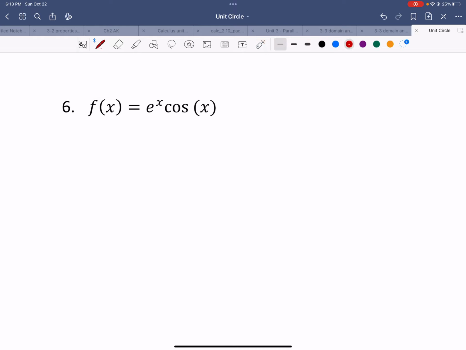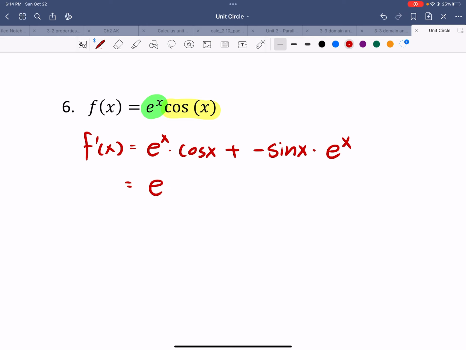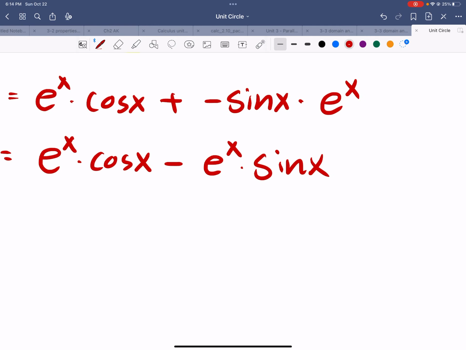Same thing. F prime of x. So we have two things, this and this. So it's gonna be e to the x power times cosine of x, plus cosine of x will become negative sine of x, sine x times e to the x. And if you make it simple, it's gonna be e to the x times cosine of x minus, because positive times negative is negative. Now I'm gonna write this one first, because that looks prettier, times sine x. All right.